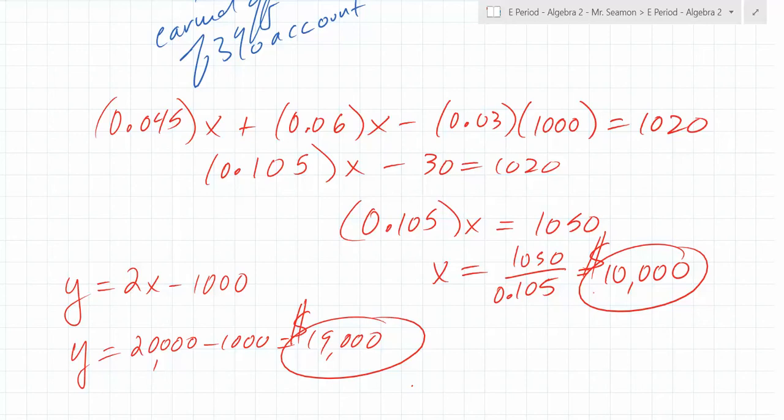So does this sound realistic? 10,000, 19,000, based on what we thought of before? Yeah. And could you check this if you wanted to? Yeah, you can check it. We don't need to check it, but you could check it. You multiply each one by the percent earned and add them together, and hopefully you get the total.